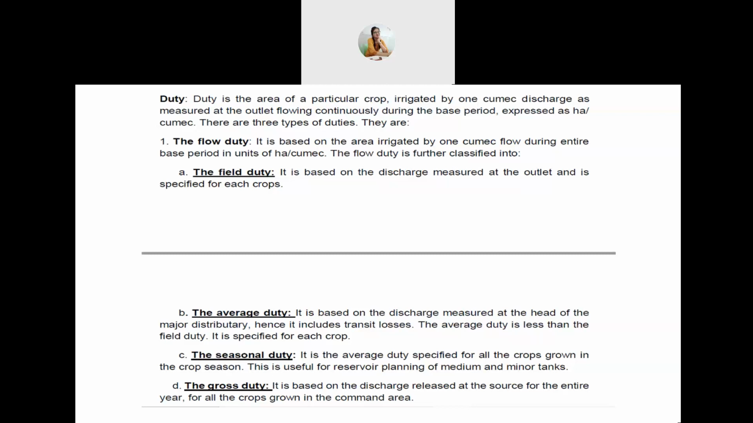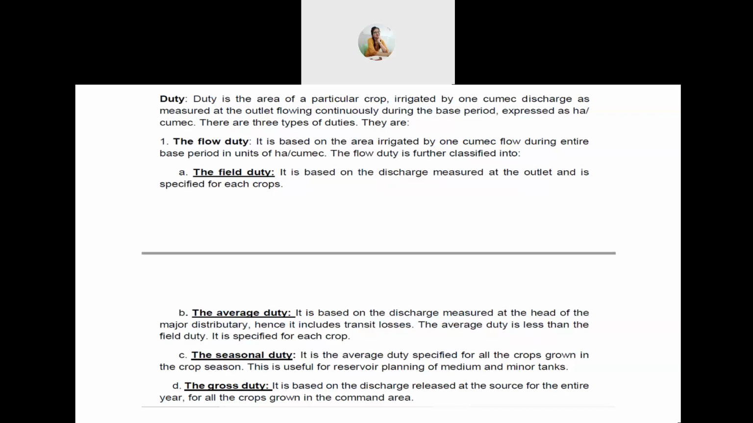Second is average duty, which is based on the discharge measured at the head of the major distributary, hence it includes transit losses. I want you to go through the term transit losses. What does transit losses mean? The average duty is less than the full duty. It is specified for each crop.